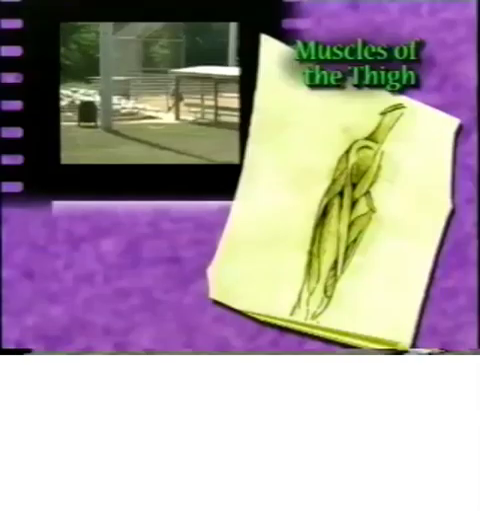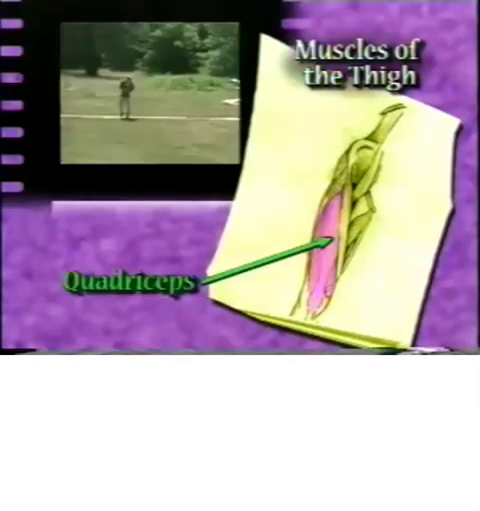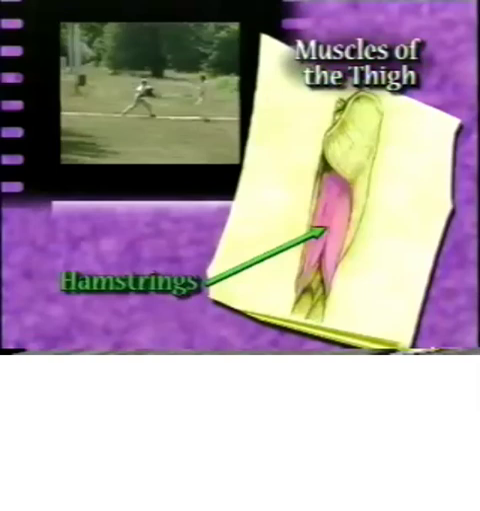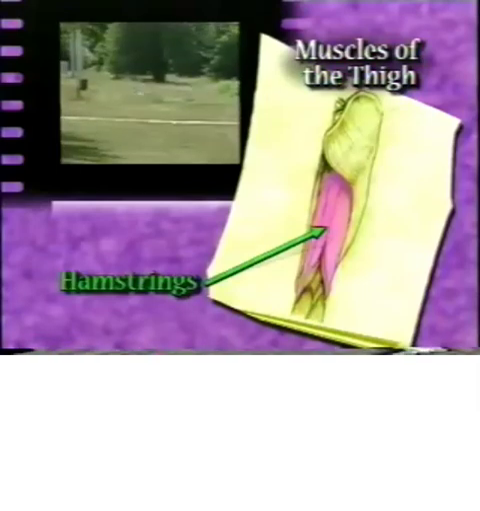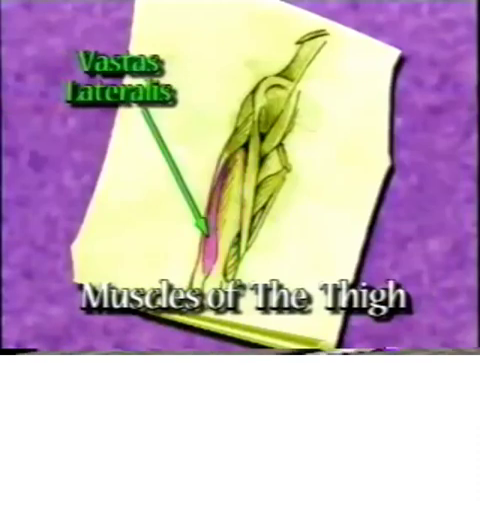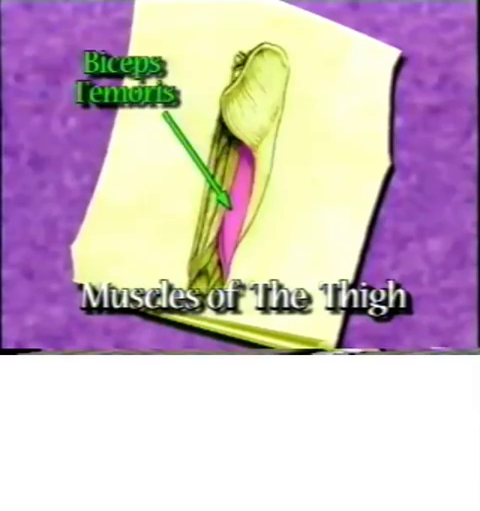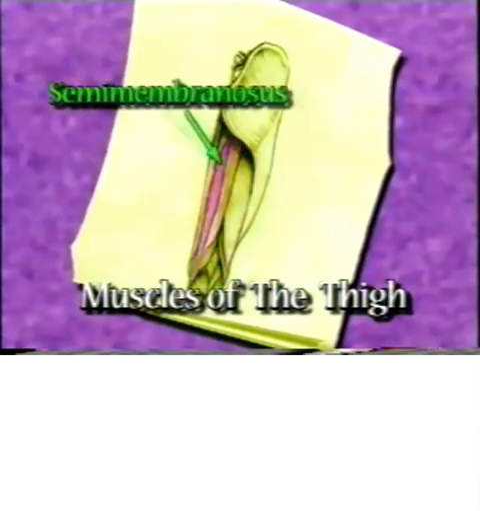The muscles of the thigh include two major groups. These groups are the quadriceps, which extend the leg, and the hamstrings, which flex the leg. The four muscles in the quadriceps group are the rectus femoris, vastus lateralis, medialis, and intermedius. The hamstrings are composed of the biceps femoris, the semitendinosus, and the semimembranosus.